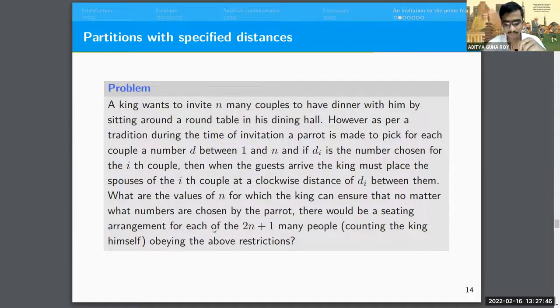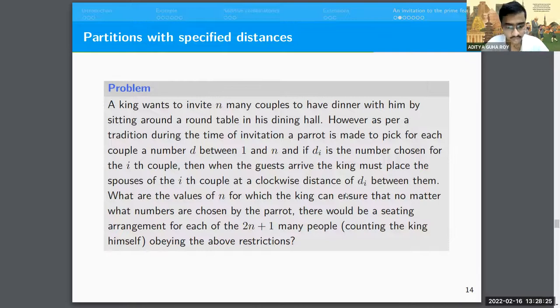who, at the time of placing the invitations, has to pick one number for each couple. And then whenever the guests arrive, the king must place the two spouses of that couple at a clockwise distance of that chosen number between them, right? So the king knows all the numbers beforehand, and that's important. One thing you should note is that the king knows all the d_i beforehand. So it's not that each time a couple arrives, a number is given to the king for placing the guests apart. All right.